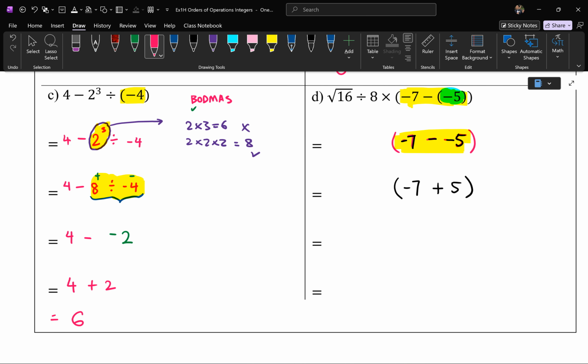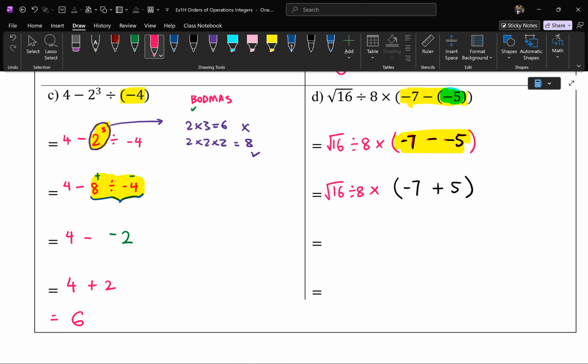Now notice, even though I'm working in the brackets, don't lose track that these things still exist. I still have a root 16. I still have a divide. I still have an 8. And I still have a times. Same thing over here. I still have a root 16. I still have a divide 8. And I still have a times. I'm just working inside the brackets. Let's work out the brackets here.